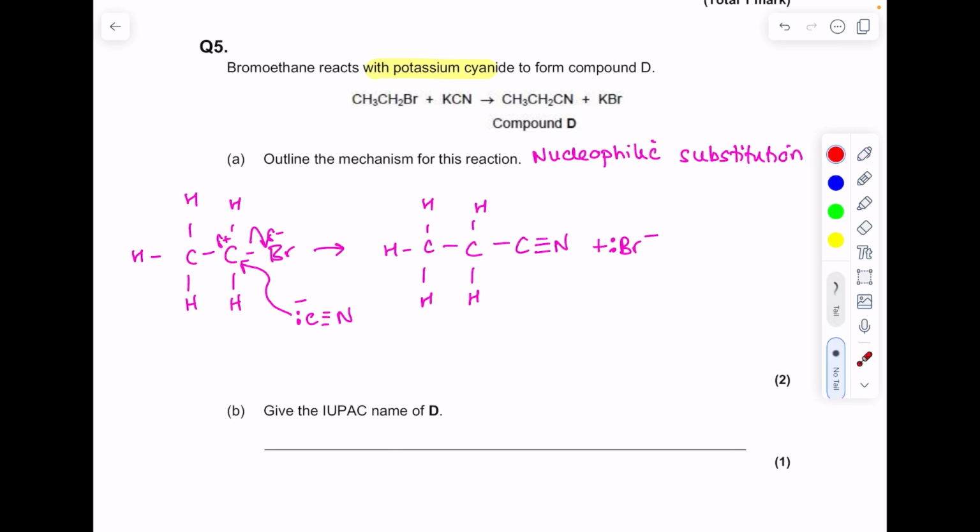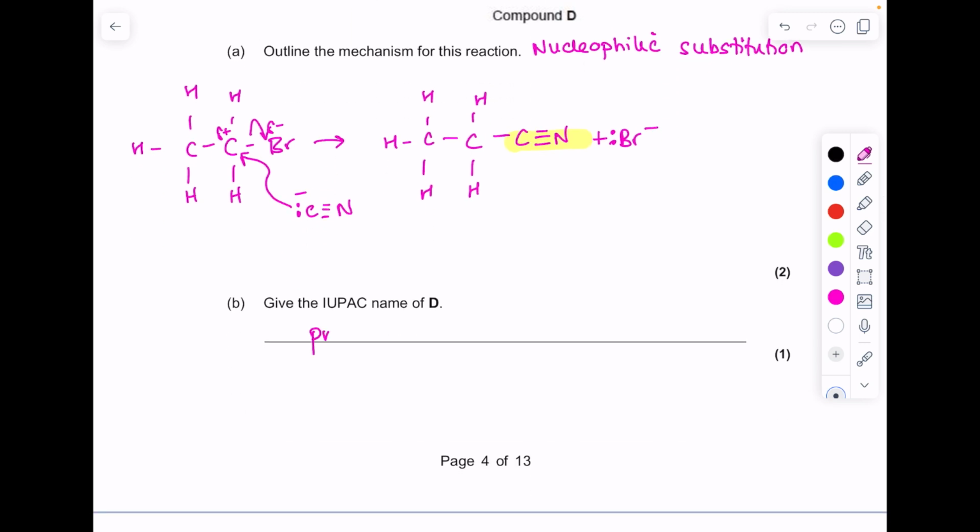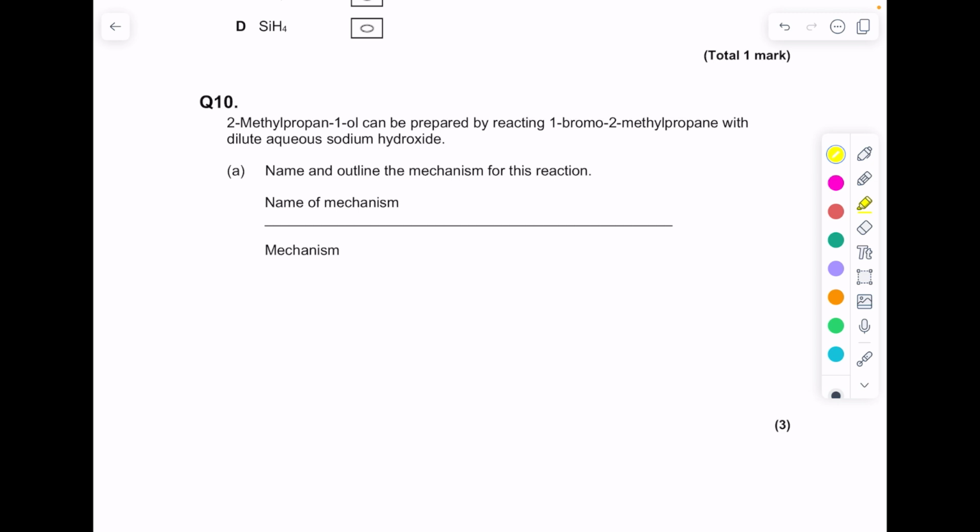Now we need to name this. So as I've already said, we have 3 carbons. This here represents a nitrile, so we have simply propane nitrile. Don't forget that you've got to put that E in there. That's the difficult thing when it comes to naming nitriles.